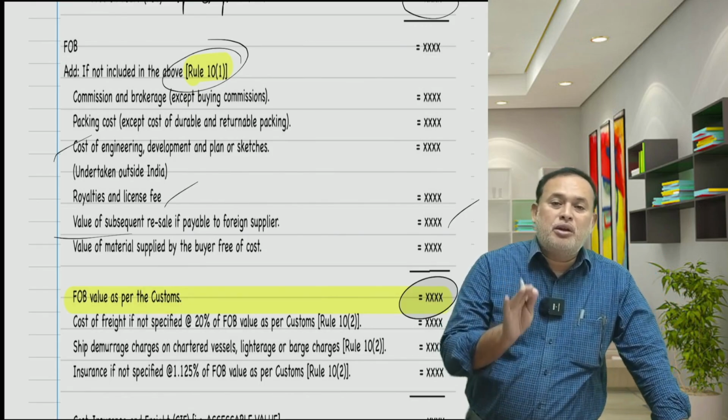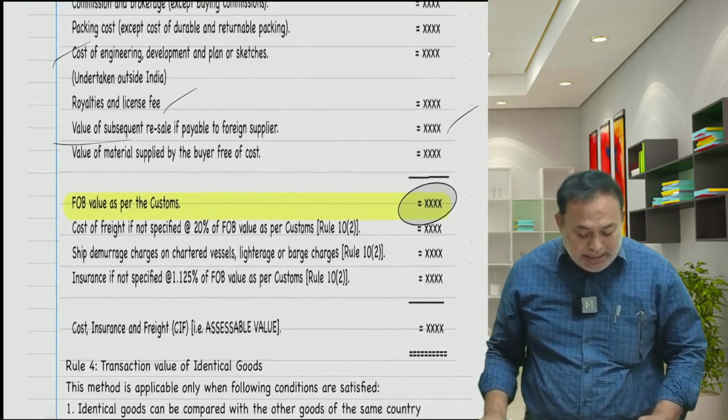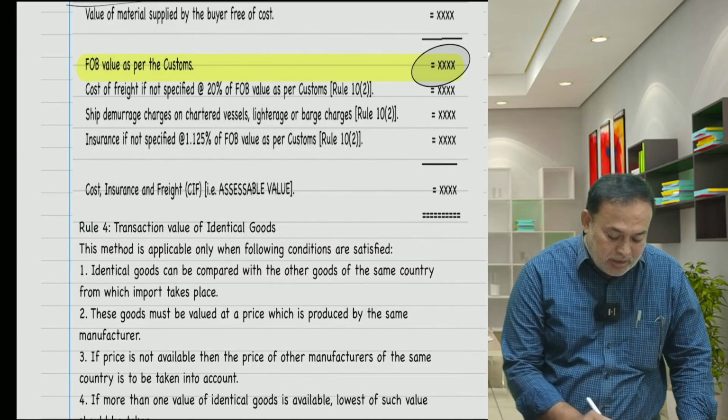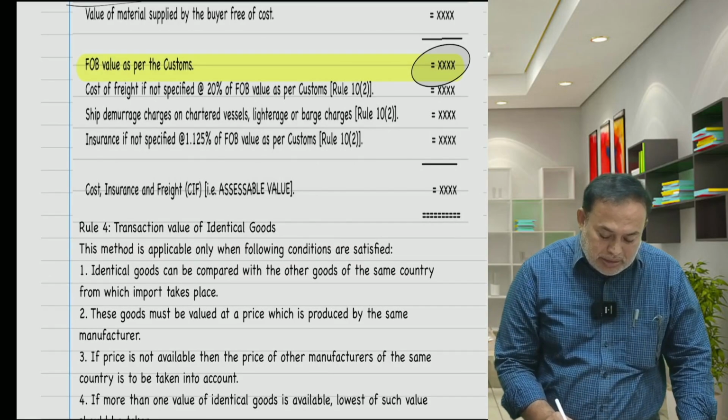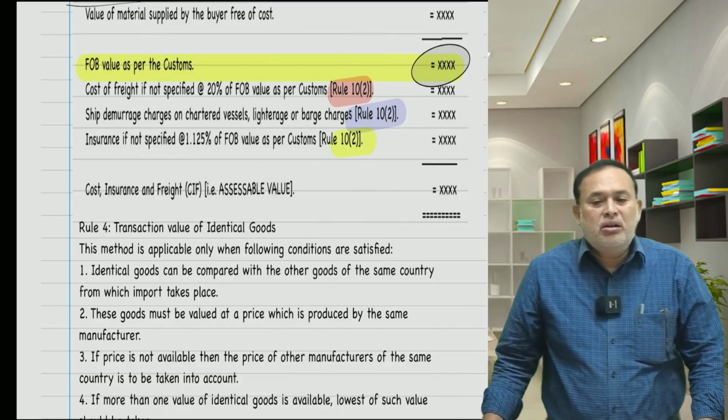Once you arrive at the FOB value of customs, after adding rule number 10(1) expenditure, come to rule number 10(2) expenditure. If you refer here, rule number 10(2) expenditure.